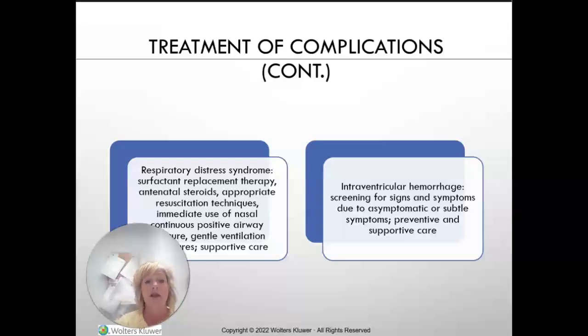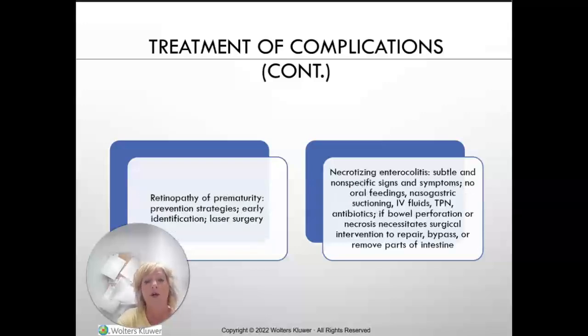Intraventricular hemorrhaging. A lot of times we don't even know that these babies have these bleeds because they're asymptomatic. We don't always see it. So prevention is going to be our best bet, giving that baby that quiet environment as much as we can. We already talked about retinopathy of prematurity. Keep that oxygen level down as low as we can.